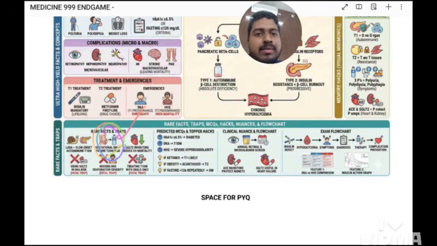Okay. Next is gestational diabetes mellitus, which we'll be discussing in OBG, and SGLT2 inhibitors, which we had already seen in pharmacology. They actually reduce cardiovascular mortality. Okay. So I have discussed all of this. Obesity and acanthosis are seen in type 2 and not in type 1.